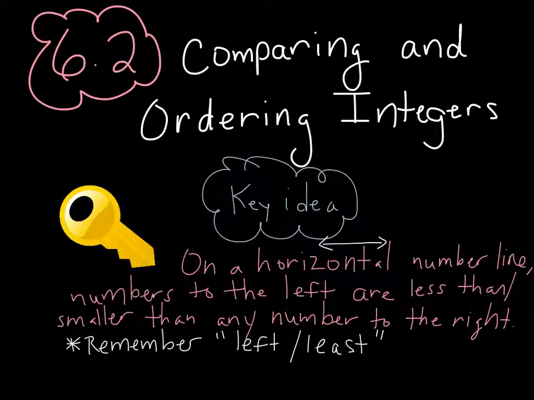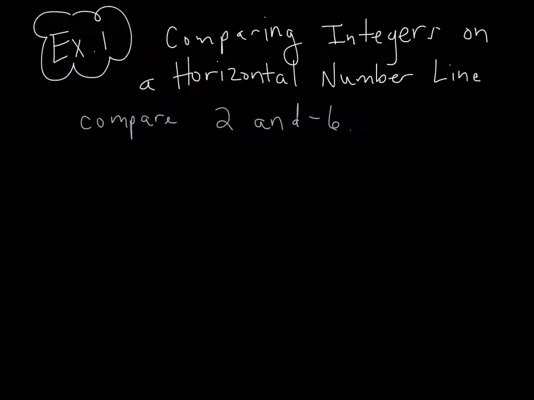We already know that numbers to the left of 0 are going to be less because they're negative, but even when we start comparing one negative number to another negative number, if you picture them on a number line or actually draw out a number line, any number on the left would automatically be less than any number on the right. And so we usually remember that by saying left least. So left least numbers, and we'll practice that in a couple of examples.